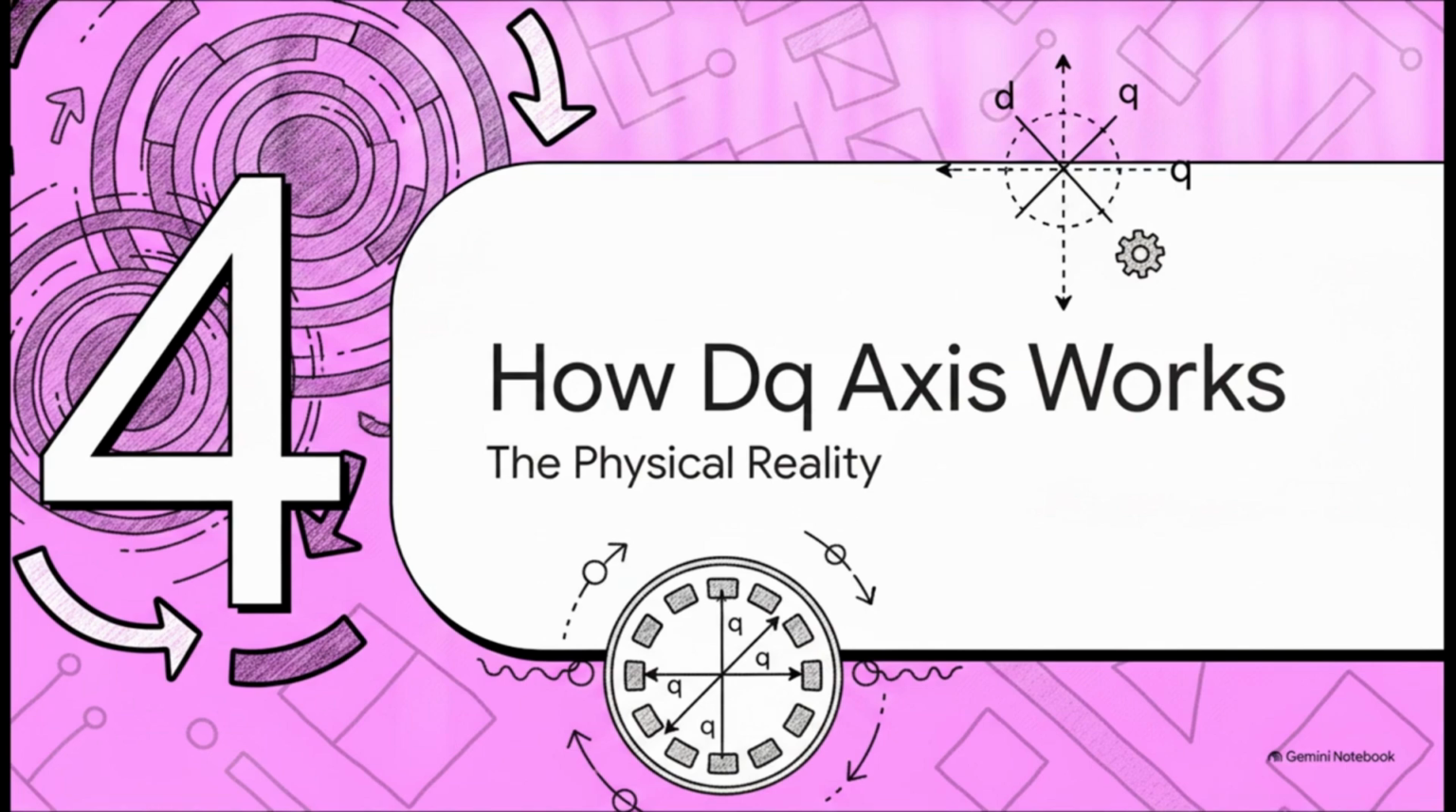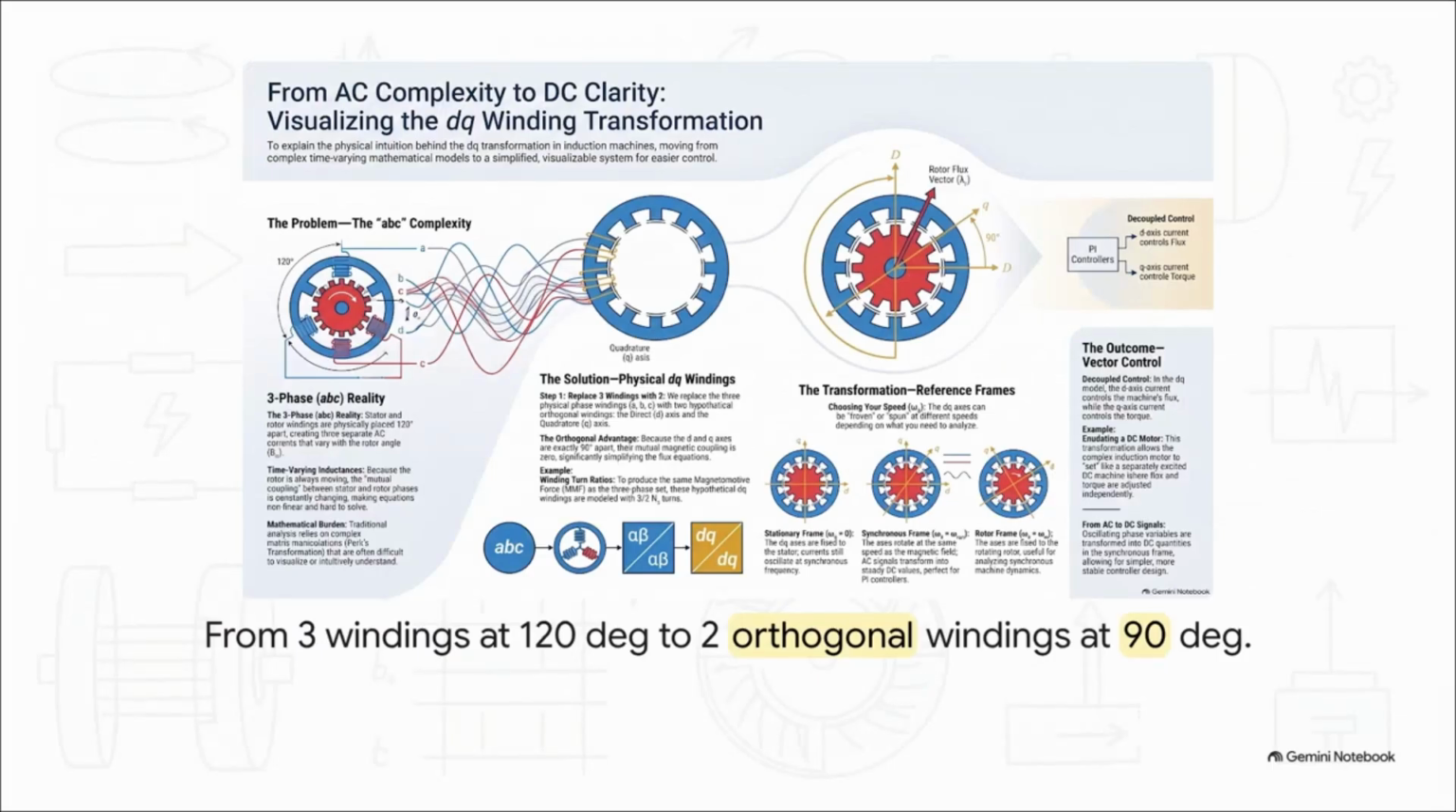Let's look at the physical reality. I want you to just pause for a second and really think about what these mathematically rotated axes represent in the physical stator. What's super interesting here is the visual transition. Look at the left side. We're taking three physical windings spaced 120 electrical degrees apart, and we replace them with what you see on the right, two hypothetical orthogonal windings spaced exactly 90 degrees apart.